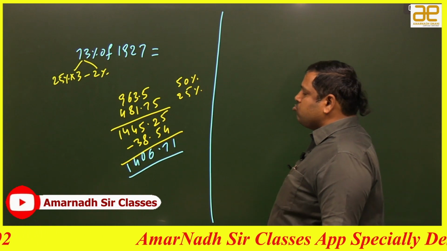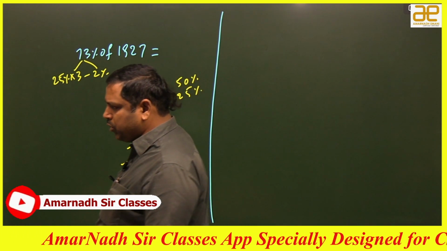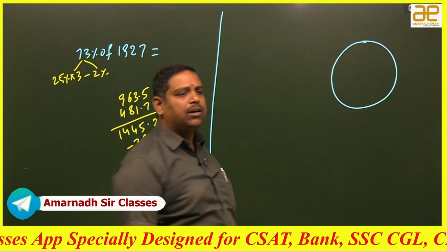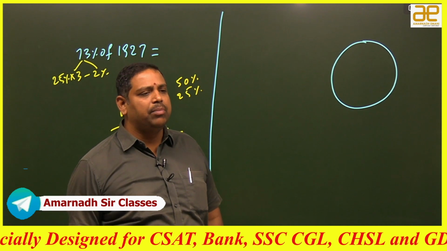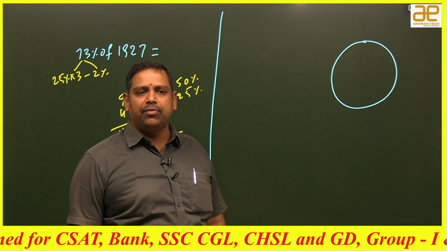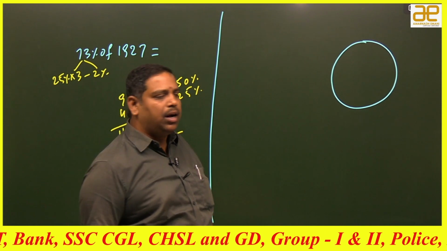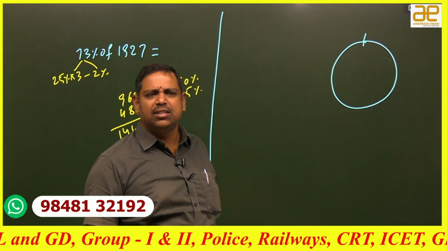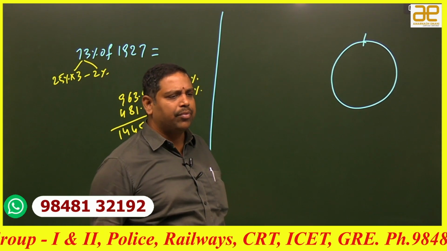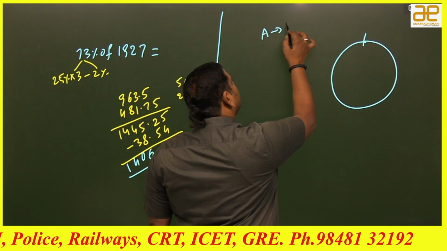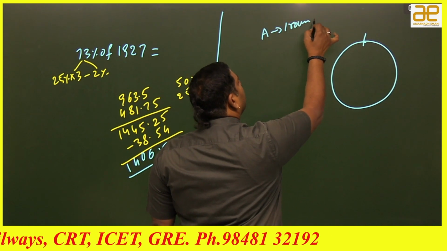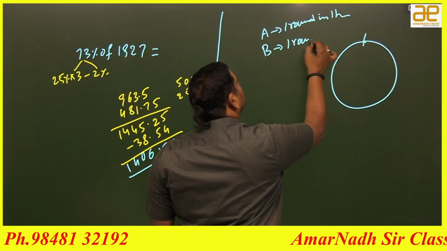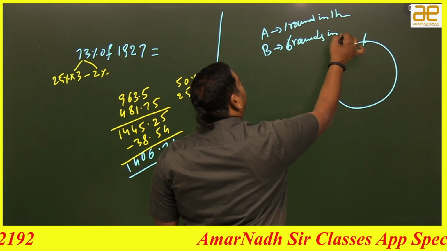Yeah, listen carefully. This is a circular track. Two persons A and B run around it. At the same time they started moving, that means they started moving simultaneously from the same point. In the same direction or opposite directions, that's not at all a problem for me. Any direction they can move. A completes 1 round in 1 hour, whereas B completes 6 rounds in 1 hour.